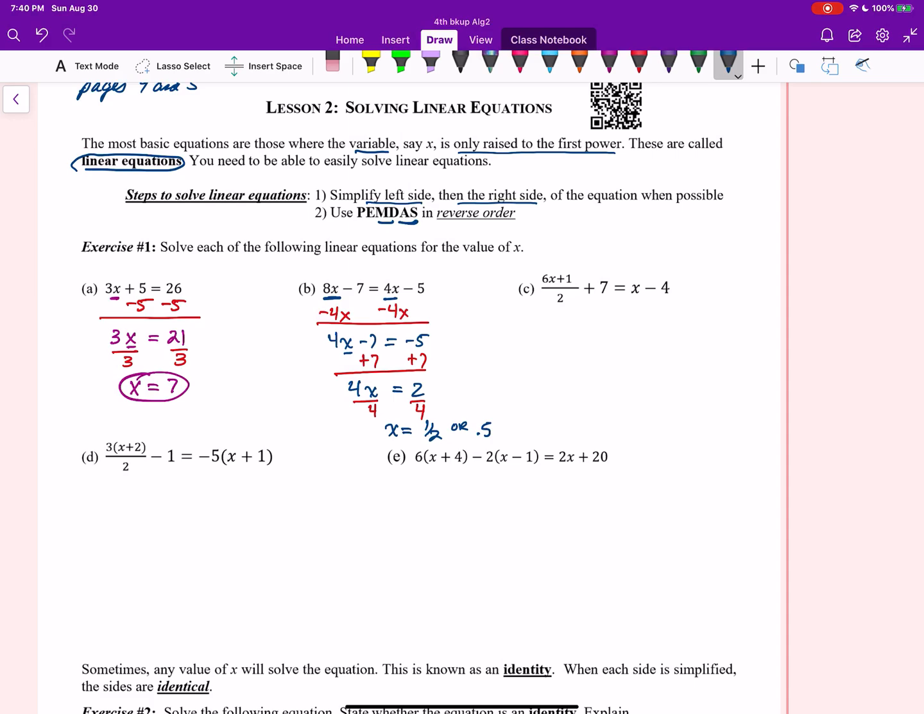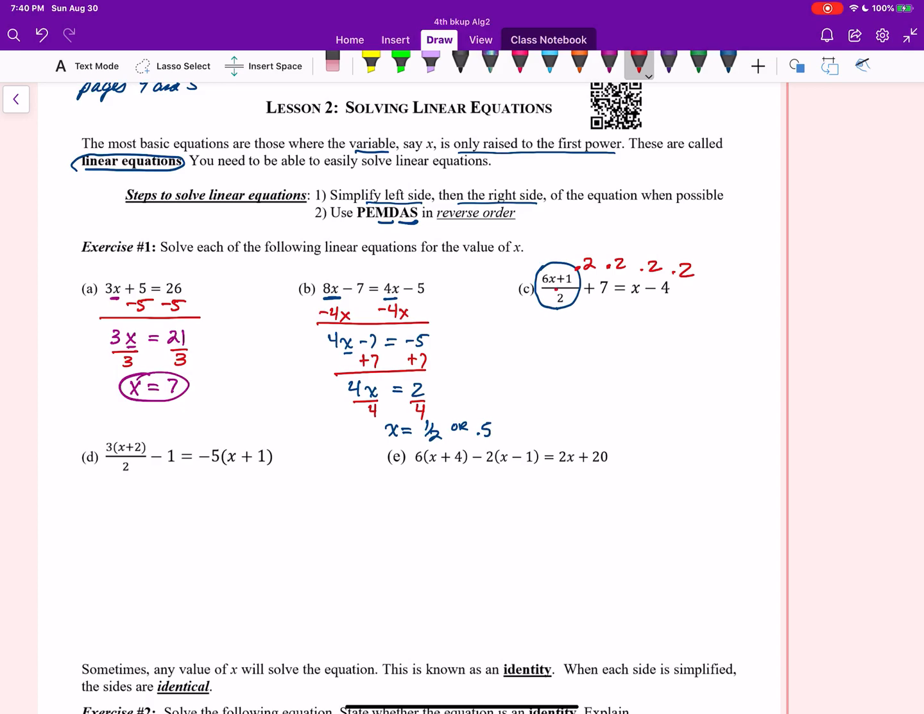Now in C, we have this fraction here as a term. And oftentimes it's best, if you can, to get rid of a fraction, in which case I'm going to do that. We have 6x plus 1 divided by 2, the denominator being 2. What undoes division by 2 is multiplication, so we can multiply by 2. But we'd have to multiply every single term remaining in the equation by 2.